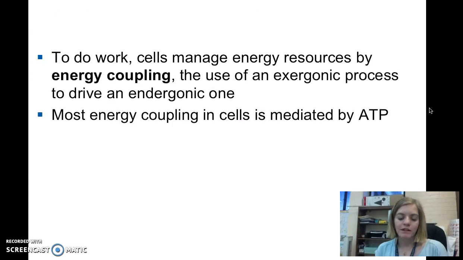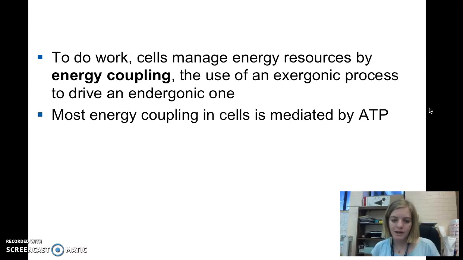And a lot of times when we are talking about cells doing work, we need to think about how they actually carry out those processes. And one way they do this is through something called energy coupling. As you might recall, some processes, which are exergonic, release energy, while others, the endergonic processes, require energy. And for most of the jobs they have to do in biology, cells will couple exergonic processes to release energy to drive one that requires energy.